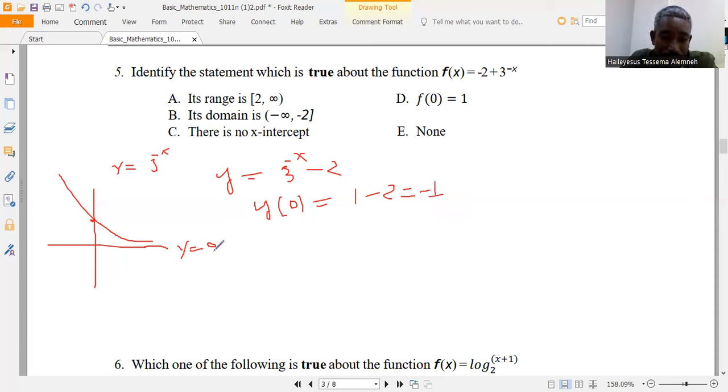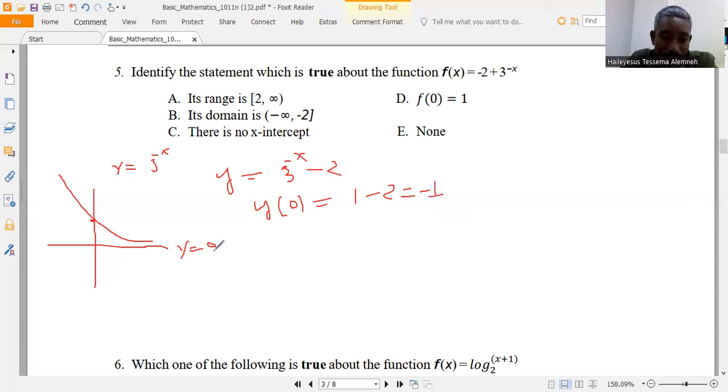Now, what is the y asymptote? To find that, as x moves to infinity, what will be the y value? So clearly, when x moves to infinity, this thing moves to 0. So y moves to where? Y moves to -2.